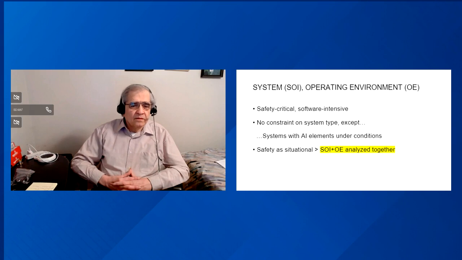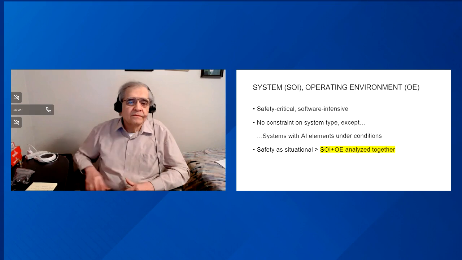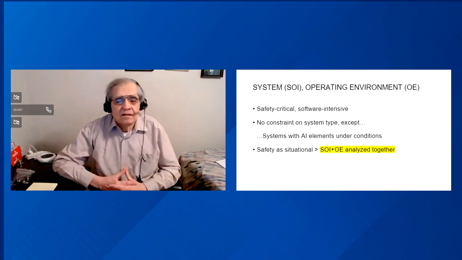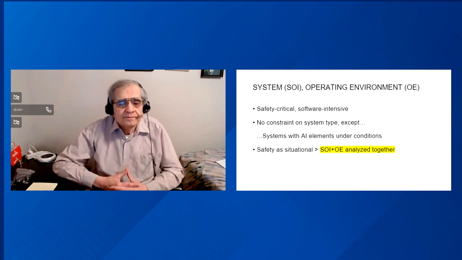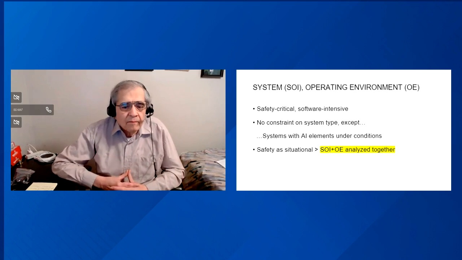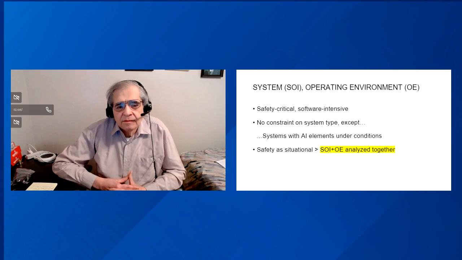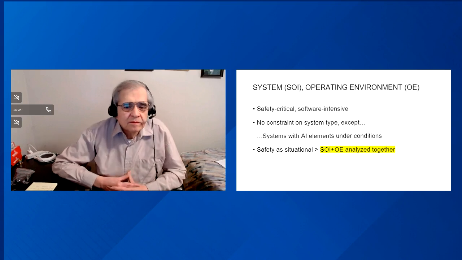As far as we are today, there's no constraint on the system type, except that we are actually quite certain that there will be some constraint on systems with AI elements. That is still very much a subject of discussion and will probably be conditioned in some way. But what they emphasize there is that safety is treated as situational, meaning that we are not looking at a system of interest on its own, but always in combination with an operating environment, OE.